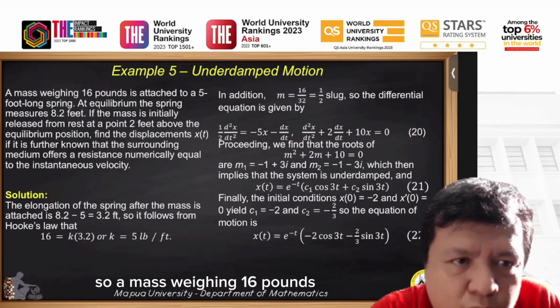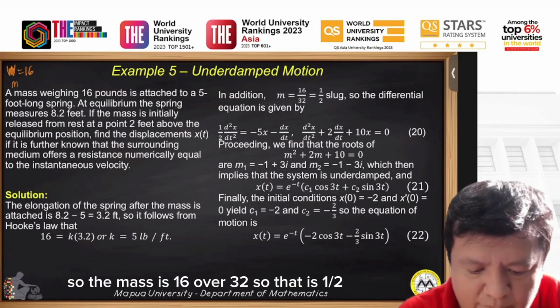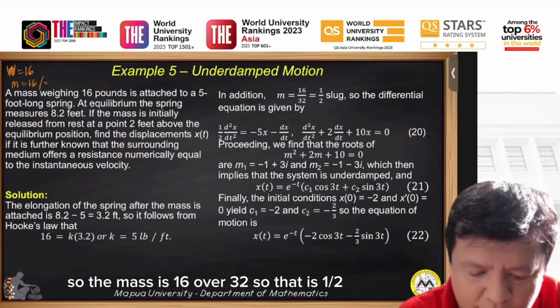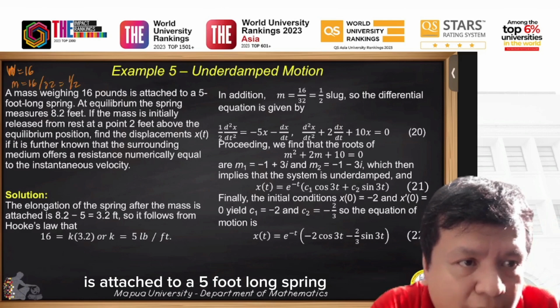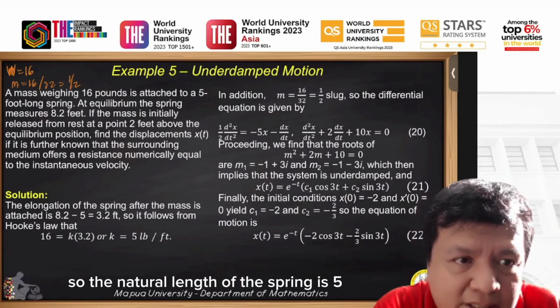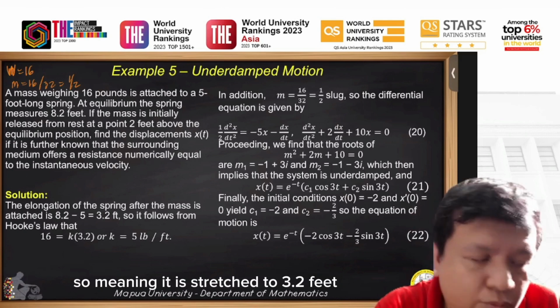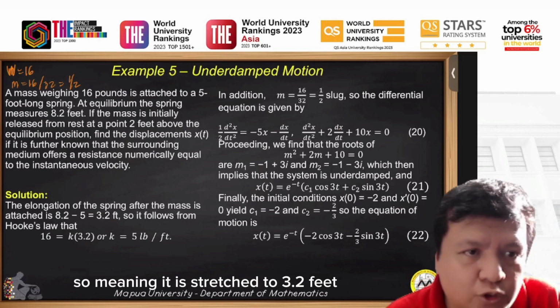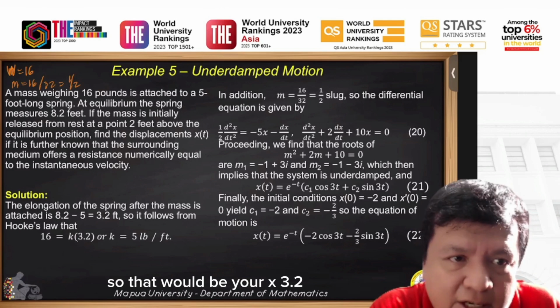Now, let us consider an underdamped motion. A mass weighing 16 pounds. Actually, this is weight, so the mass is 16 over 32, that is 1/2. It is attached to a 5-foot long spring, so the natural length of the spring is 5. At equilibrium, the spring measures 8.2, meaning it is stretched 3.2 feet. So that would be your x, 3.2.